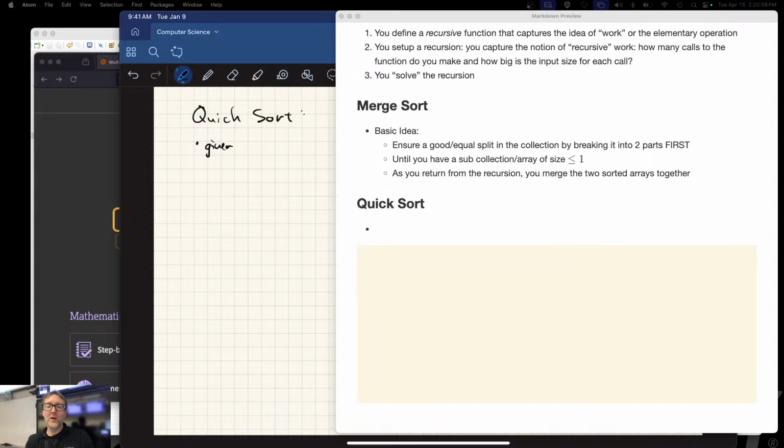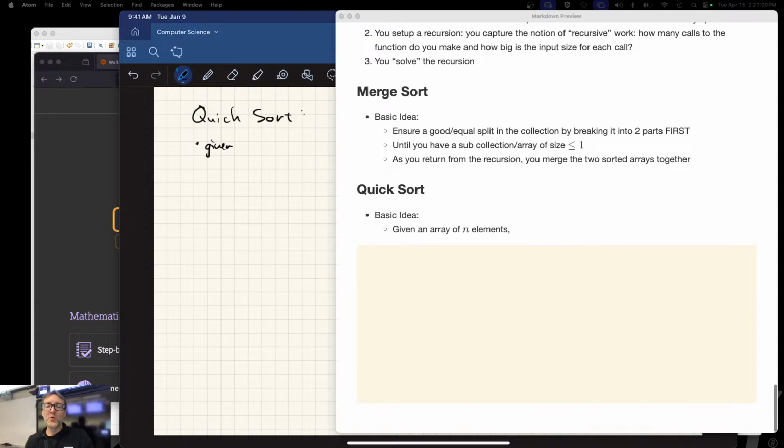Given an array of n elements, you choose a pivot element.